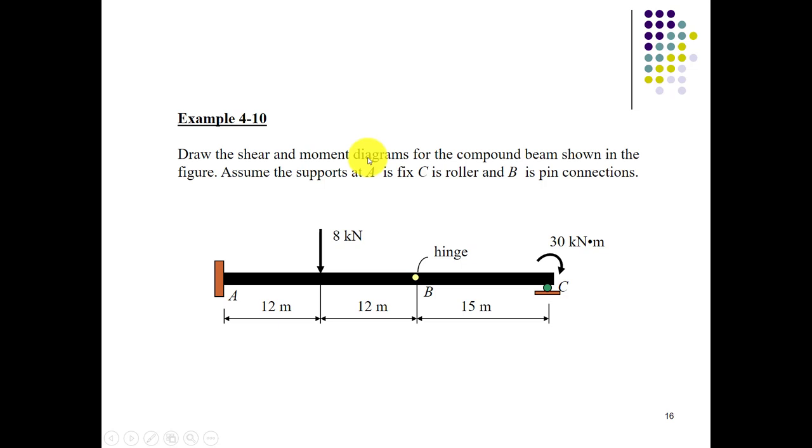Assume the support A is fixed and B is roller, so it has a structure indeterminacy of 1, and we have introduced a hinge to make it determinate. In case you want to know how the hinge makes an indeterminate structure determinate or reduces structure indeterminacy, you can see my lecture on the stability and static indeterminacy of structures on YouTube.